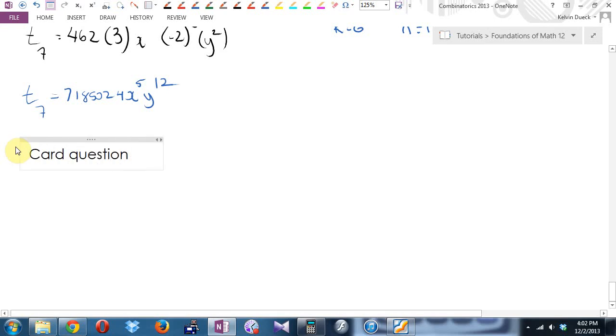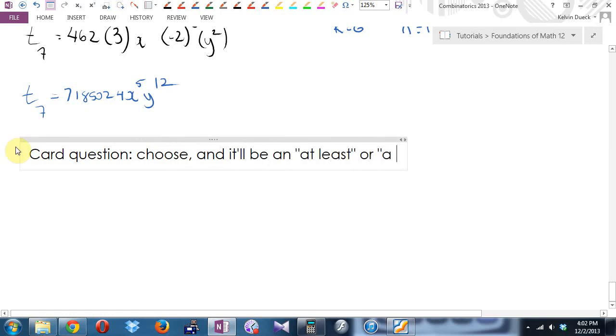Card questions. Chooses or not? Okay. Choose. And it'll be an at least or at most question. On the written, I'm going to give you some kind of a card question. Pick 5 cards, let's say, because that's a nice 5-card poker hand. And I'll say, how many ways are there, as an example? Make sure I don't make up the same question, Mr. Dueck. That's always a problem.